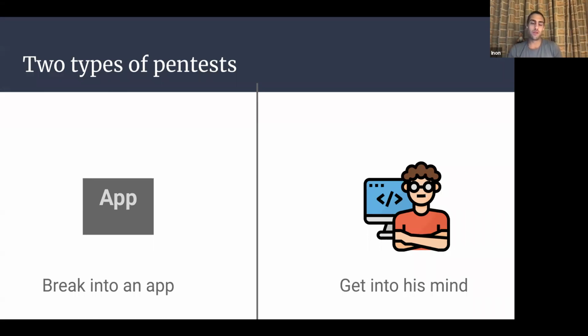One of them is you try to break into an application. You try to find vulnerabilities. You usually follow specific rules. You sometimes use automatic scanners and so on. And the second approach, which is in my opinion more interesting and usually leads to more interesting vulnerabilities, is to try to get into the developer's mind.